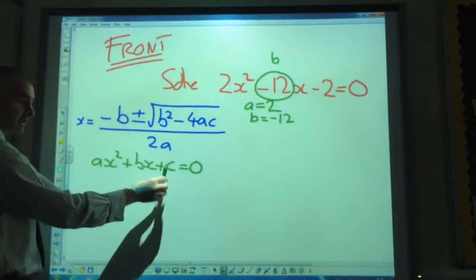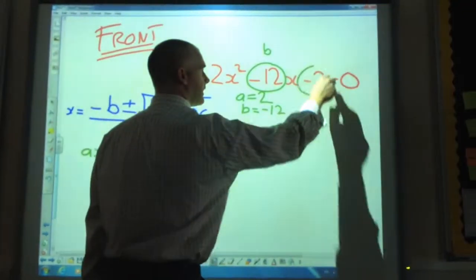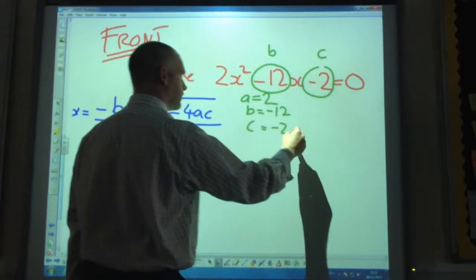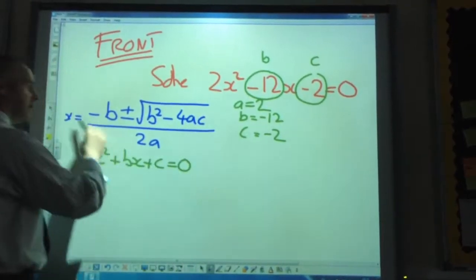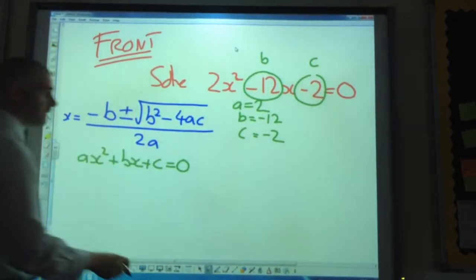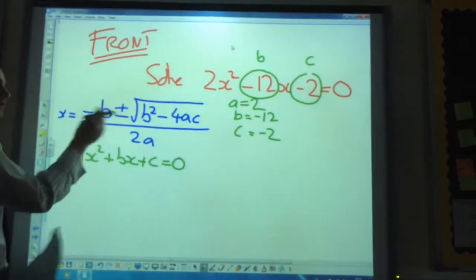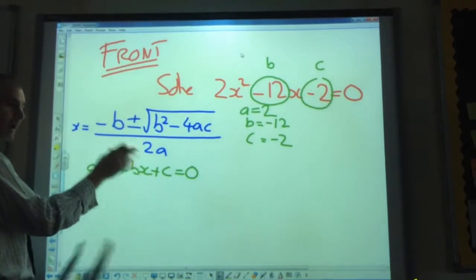The last thing at the end is c. C is minus 2, so at the end, c is minus 2. Once you've done that, you substitute these values into this, and you have to use it on a calculator. There is no need to try and do anything extra in your head and manipulate it. All you do is put those values in exactly the same format I'm about to write for you on the board.